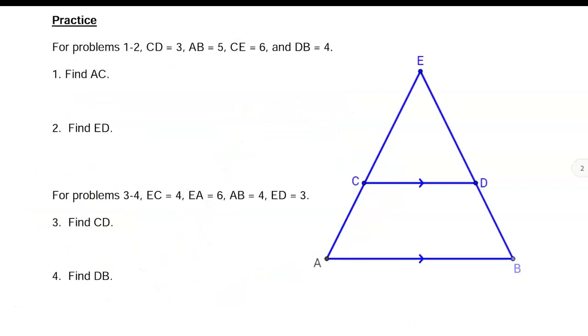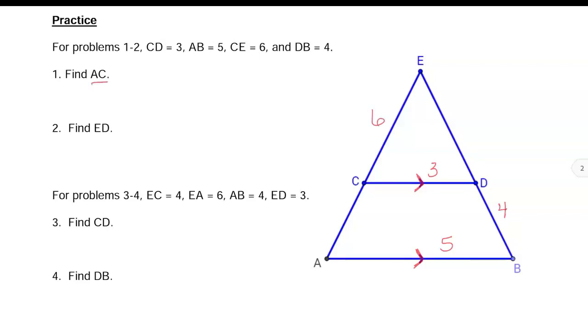I'm given a triangle and I have a parallel line inside the triangle to the bottom side. So we can use side splitter here if it's possible. But remember, we also have similar triangles when this happens. Okay, so CD is 3, AB is 5, CE is 6, and DB is 4. So it helps if you start labeling everything right away.